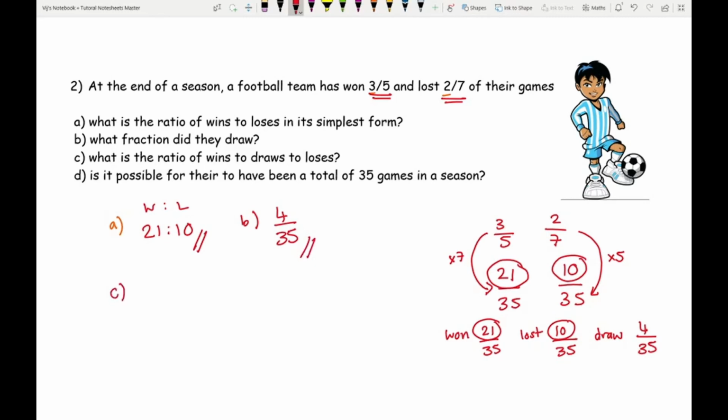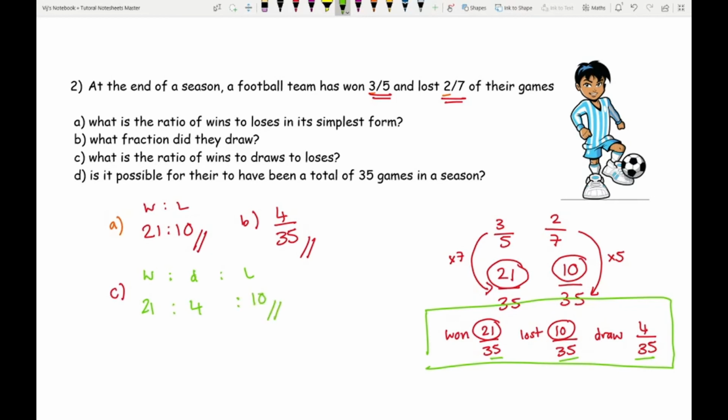Part C then says what is the ratio of wins to draws to losses. Again I'm going to use these 3 fractions that I've got here, because I've got a common denominator of 35. So wins to draws to losses, I've got 21, I've got 4, and I've got 10. Can I simplify that ratio? No I can't, so that is my final answer.